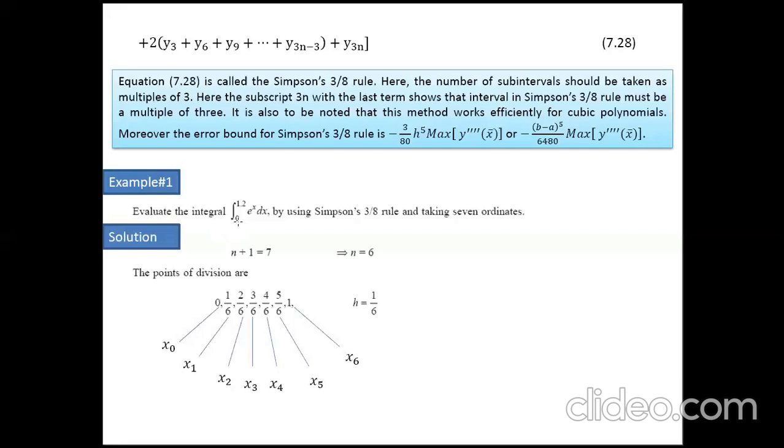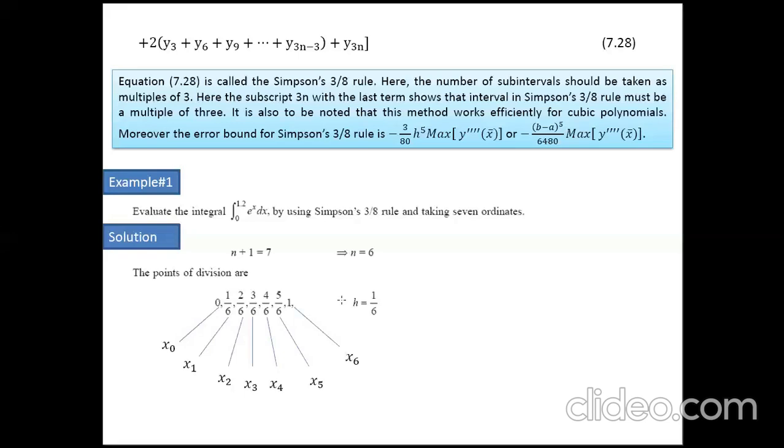So x0 is your lower limit, that is 0. x1 will be obtained by adding h. So here, first we should calculate h. h is equal to (b minus a) over n. Okay, (1.2 minus 0) over 6, this will be equal to 1 by 6. Okay, you can check it. You can verify (b minus a) over 6, it will be 1 over 6.